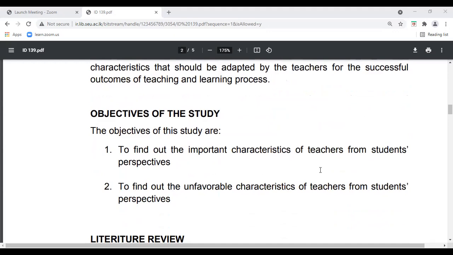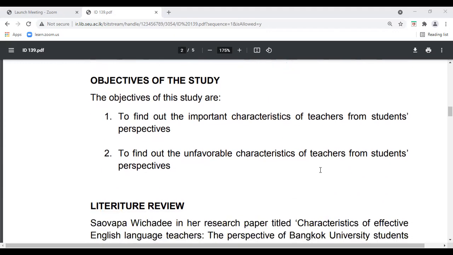Objectives of the study: to find out the important characteristics of teachers from students' perspectives. The second objective is to find out the unfavorable characteristics of teachers from students' perspectives.